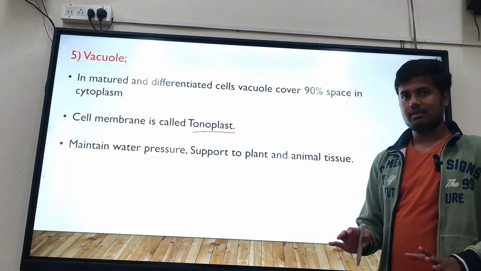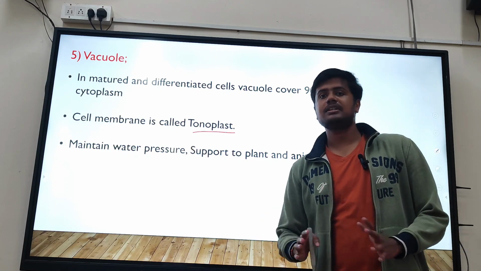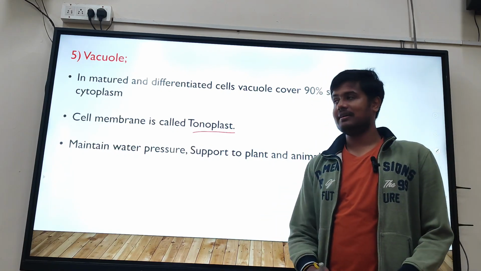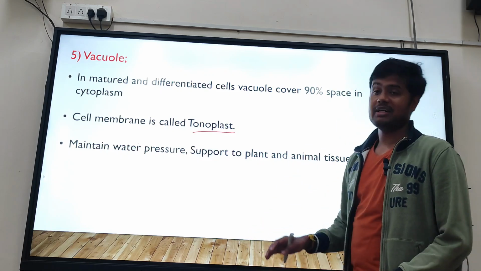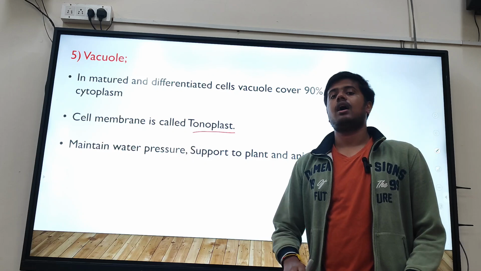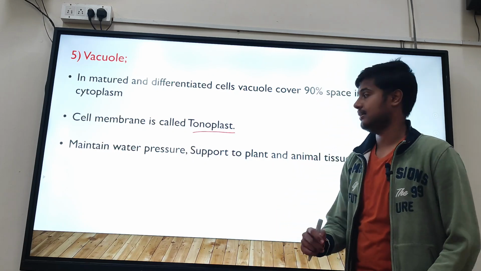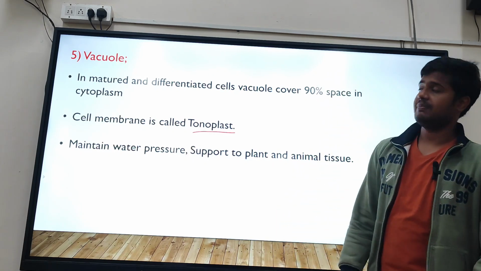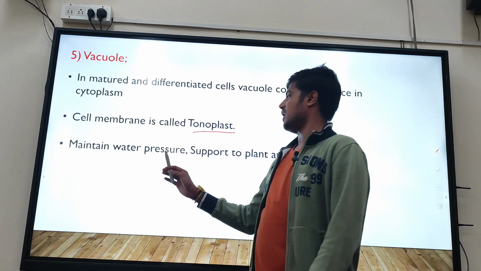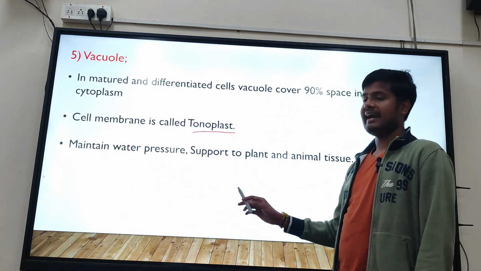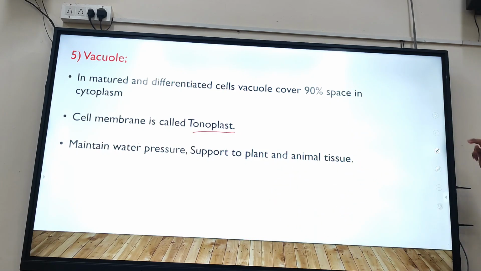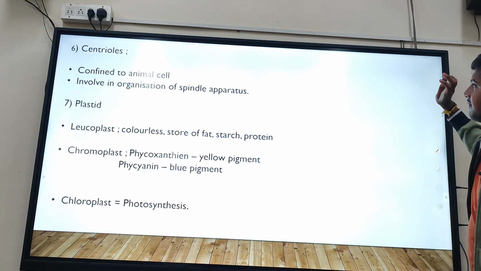The matured vacuole occupies 90% of the cell in a plant cell. The matured and differentiated cell's vacuole occupies 90% of the cell. What are all the functions of the vacuole? It maintains water pressure and gives support to plant and animal tissue. Let's move on to the next topic.